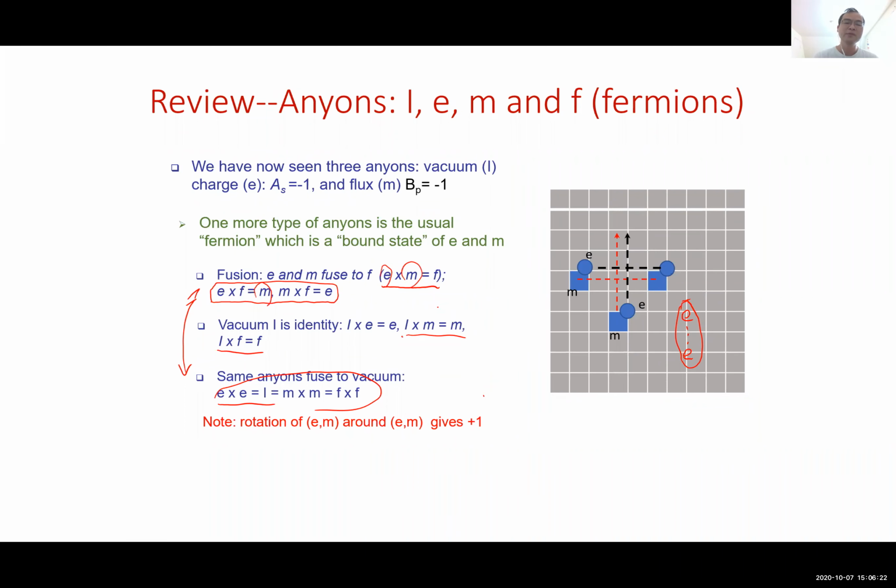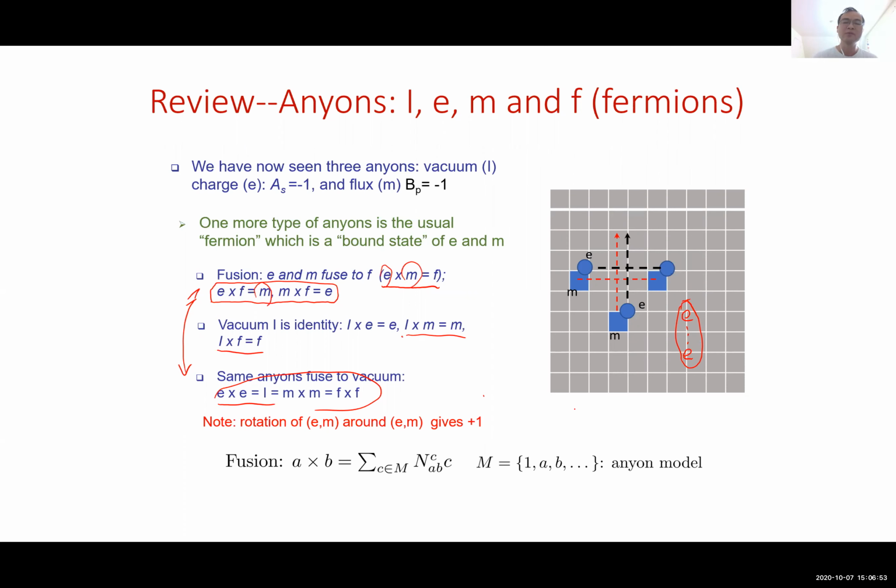And I told you that F is a fermion. However, a rotation of E and M has a pair around the other one. Even for a fermion, it's a plus sign. So how do I see this minus sign? Okay, so that was something that we already answered using the modular matrices. But today we have another more intuitive way.